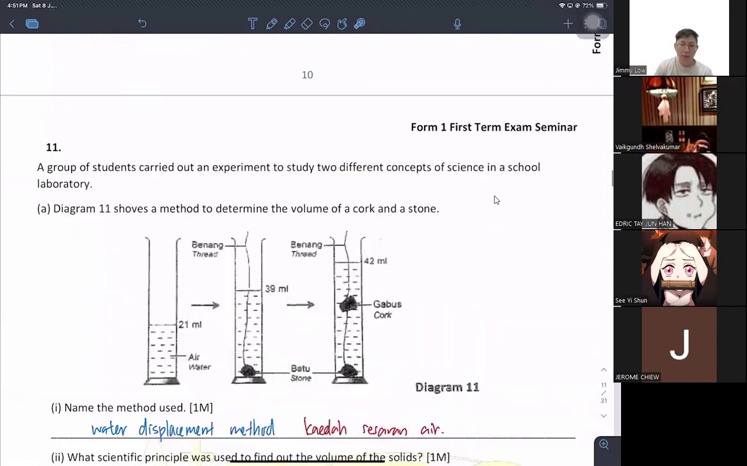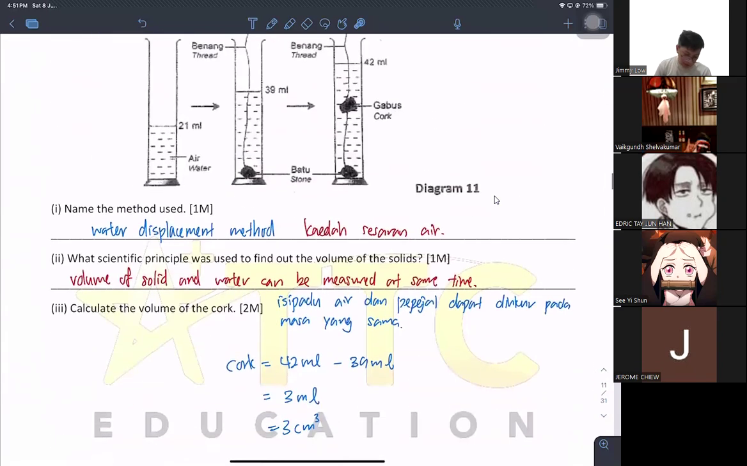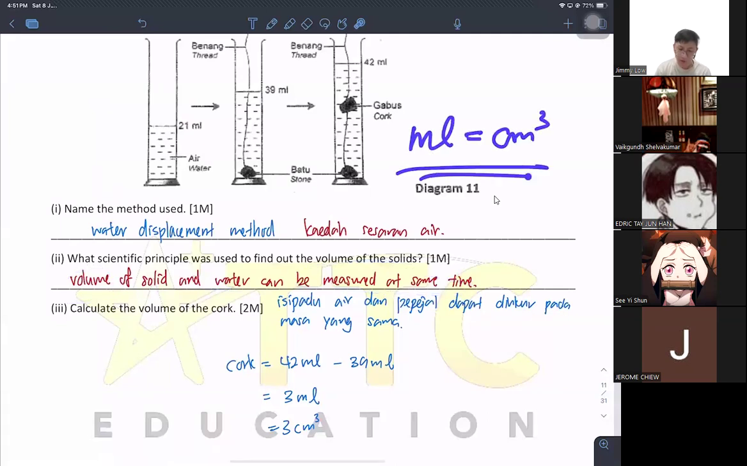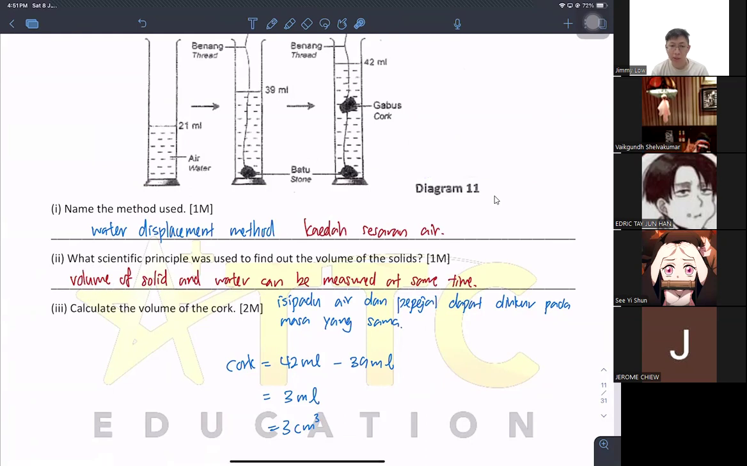So, the water displacement method. Know the name here. Which scientific principle? The principle we are going to use is that the volume of solid and water can be measured at the same time. As we said, ml is equal to cm cube. So this is the principle that we are going to use.